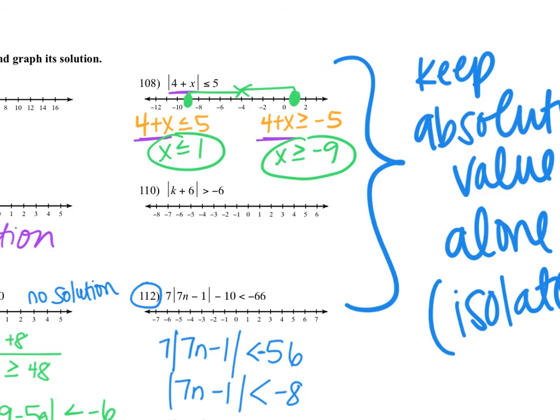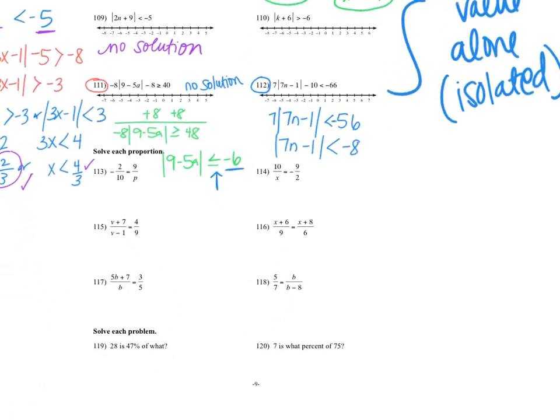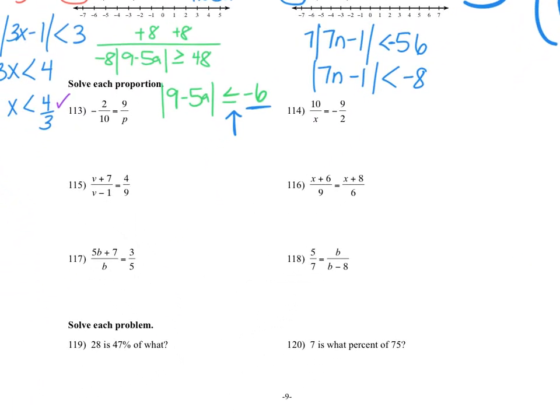Okay, so moving on into the next section. The next section is on proportions. Proportions are very easy, especially when you have two fractions. All you really have to remember is cross multiply. So let's try with 117. I'm going to cross multiply here. So I get 3b equals 25b + 35.